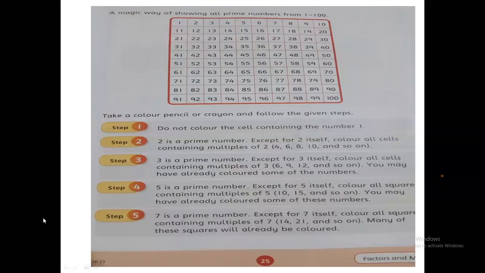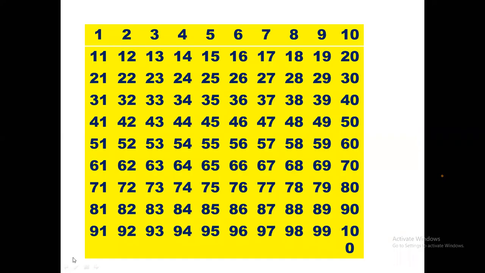What I have done, because I also don't have the book, is the same. I have written these numbers 1 till 100 over here, and now I'm going to follow the same instructions which were present in your book page number 25. Step number 1 is that you will leave the cell or the square containing 1.